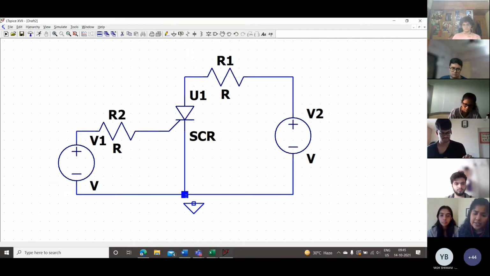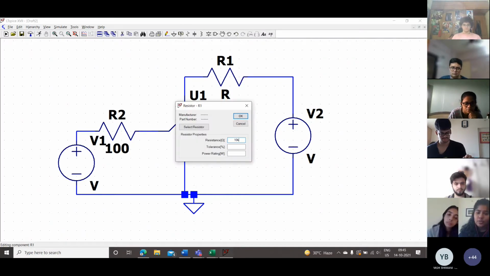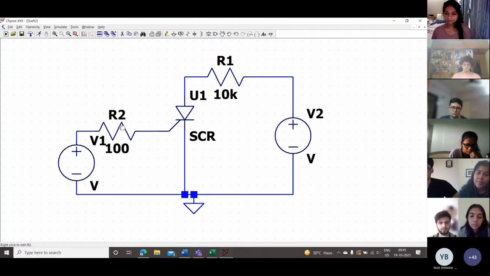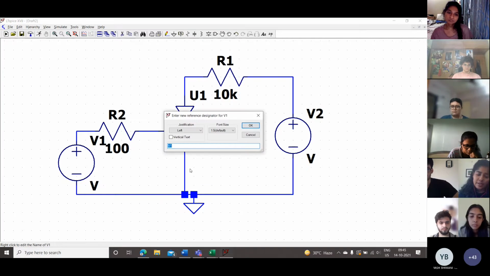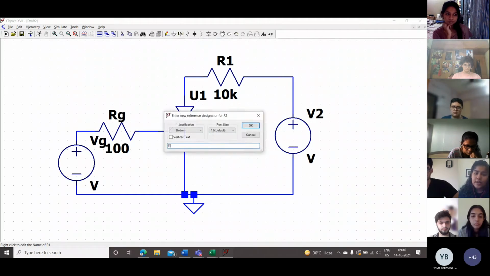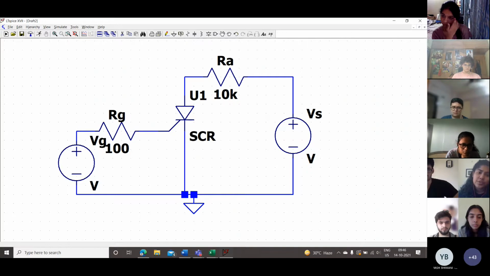I don't know how much lag there is on screen, so I'm done constructing my circuit. Can you guys see it? Okay. Now the resistor values you give here don't really matter that much except to determine the current values. But I'm going to take 100 ohms at the gate terminal and I'm going to take 10 kilo ohms at the anode terminal. And we're just going to rename this voltage as VG, gate voltage, and this resistor as RG, gate resistor. This is RA, anode resistor, and this is DS, our input source voltage.